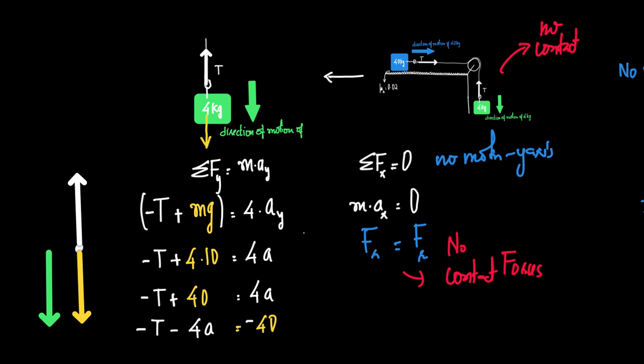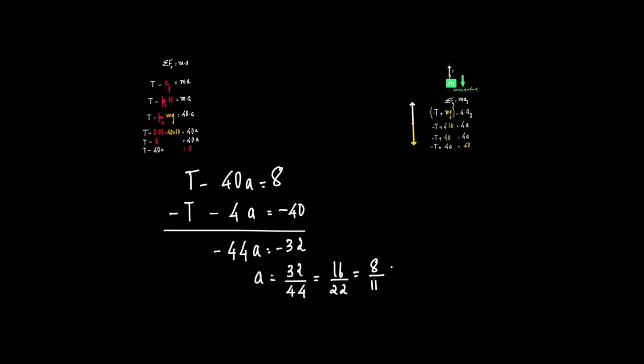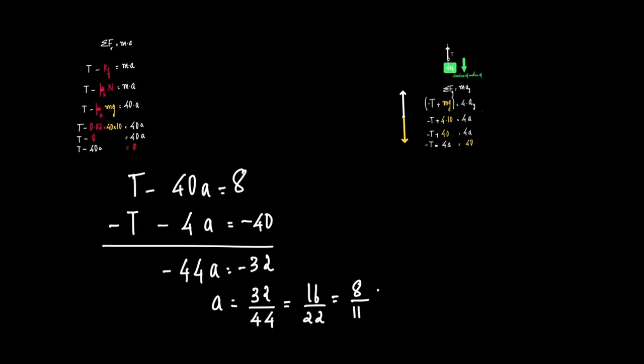So, how do you choose the signs? Downwards would be positive, which means weight should be given the sign positive. Tension is acting in the opposite direction, so tension should be given negative. And then we have the equation minus T minus 4a is equal to plus 40, which is minus 40. Okay. Once we have this, we can go to solving.